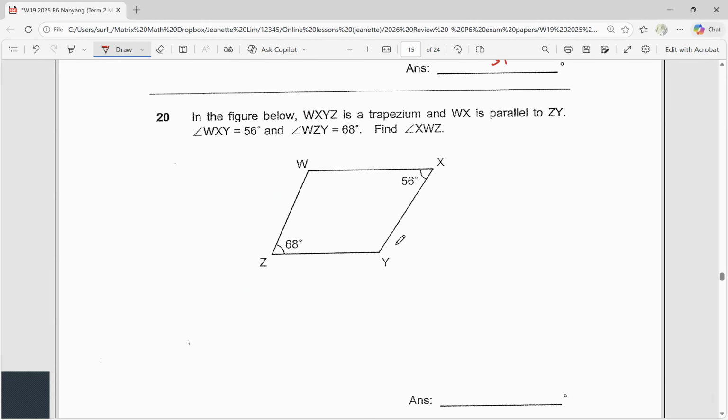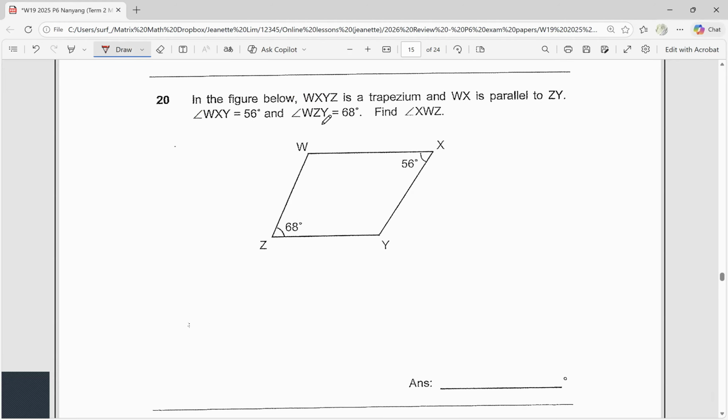Question 20. In the figure below, WXYZ is a trapezium. WX is parallel to ZY. So in a trapezium, you have one pair of parallel lines, okay? So that's the key thing about trapezium. And here they actually tell you which two lines are parallel. Okay, then you have 56 degrees, 68 degrees. Find angle XWZ. So this angle over here.